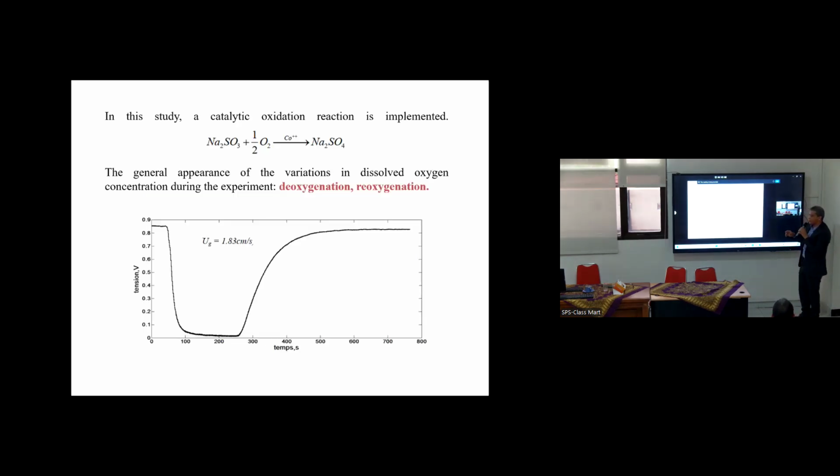And I have the technique of deoxygenation and reoxygenation. I put, for example, this compound to remove the oxygen. I start with saturated oxygen, and when I put this compound with cobalt as a catalyst, I can remove the oxygen. After that, we have reoxygenation. By studying this reoxygenation part, I can have an idea about the rate of mass transfer. Is it rapid or slower? Okay, by analyzing this curve.